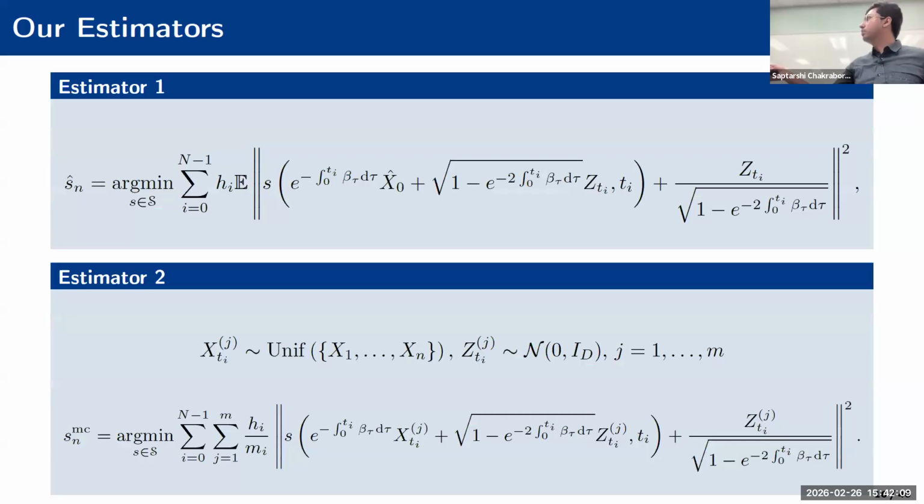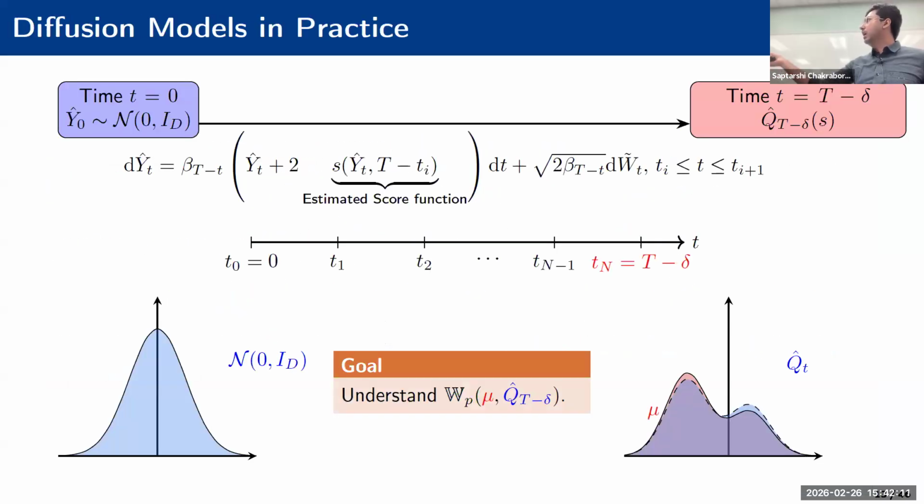Early stopping is that you don't run the process until capital T. Capital T should be here. We just stop a little before capital T, at time capital T minus delta.